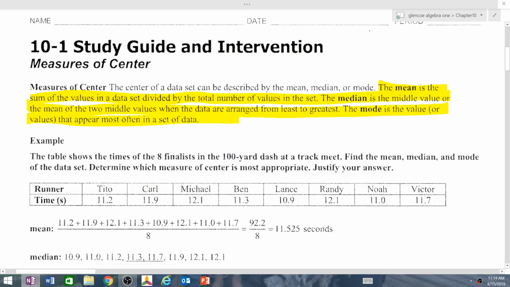Good morning and welcome to Chapter 10, Statistics. We're going to start off today nice and easy with a simple lesson. We're going to talk about the 3 measures of central tendency, or the 3 measures of center. They are the mean, the median, and the mode.